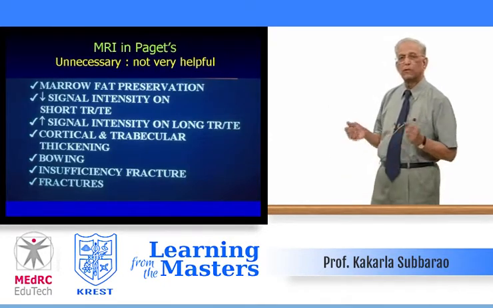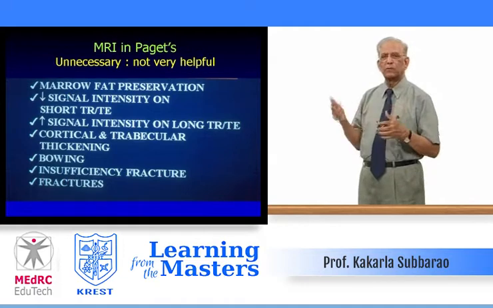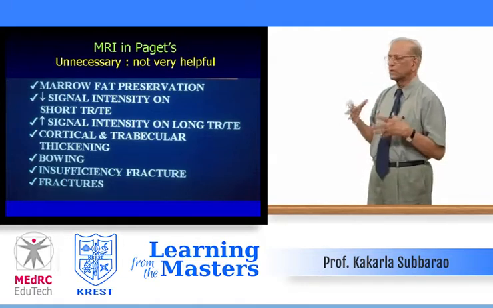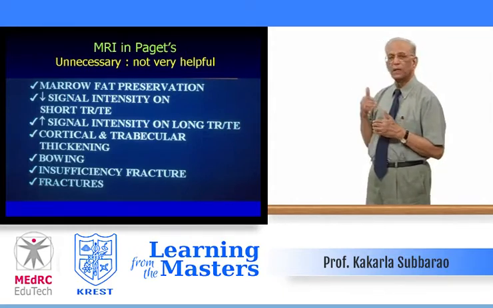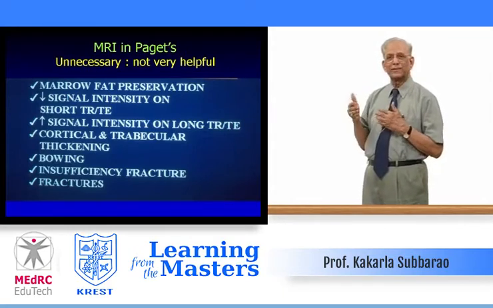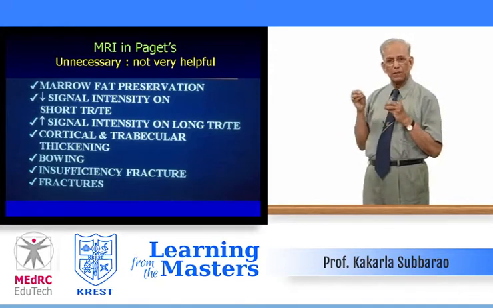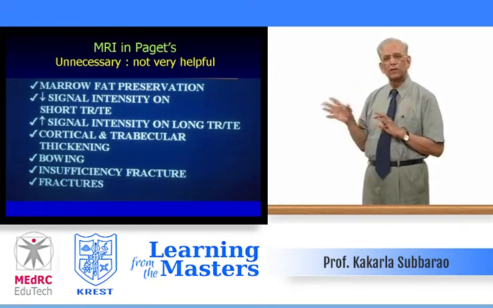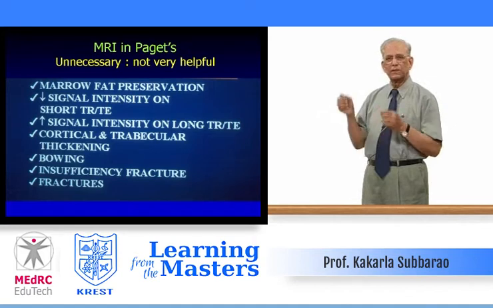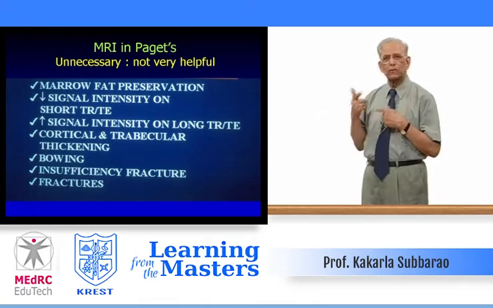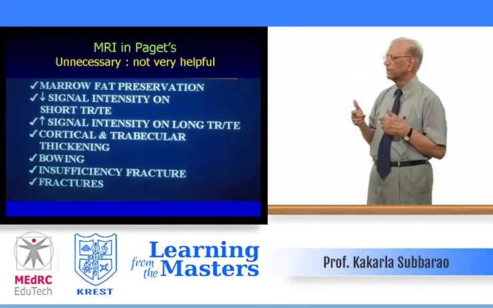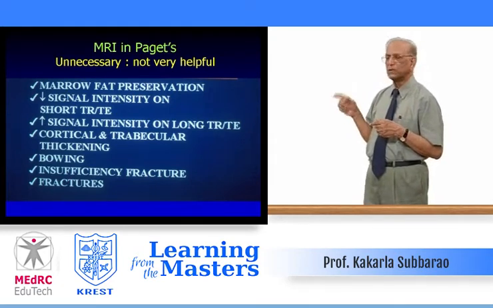Now, how about MRI? Everybody is raving about MRI. How is it important in Paget disease? It's not at all important, except if you want to see the marrow fat, the bone marrow, MRI is the only one. Because with radioisotope scanning, you can see the cancellous bone, you can see the cortical bone, but when it comes to marrow studies, it is rather weak. So marrow fat preservation, you could see whether it is preserved or not.